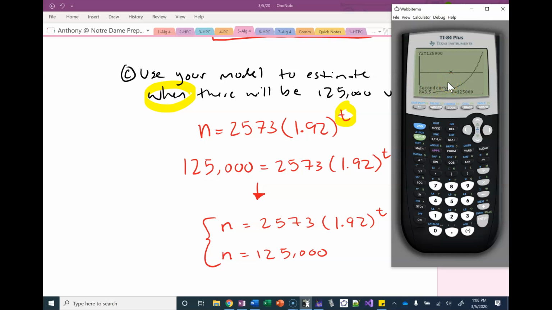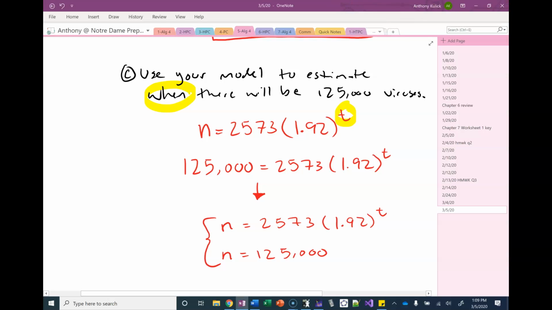What's the other curve we want to find the intersection with? Well, my cursor's on it. So I'll just press enter again. And then it says guess. So I'm just going to use my left and right arrows to move my cursor close to where that intersection is. That looks close enough. And then press enter again. So what the calculator then says is your point of intersection is x equals 5.9529 and so on. Y is 125,000.